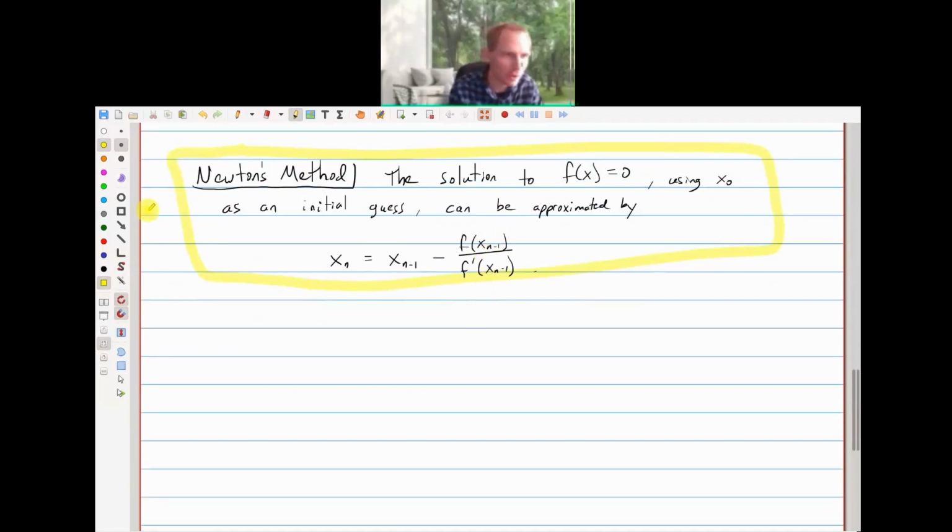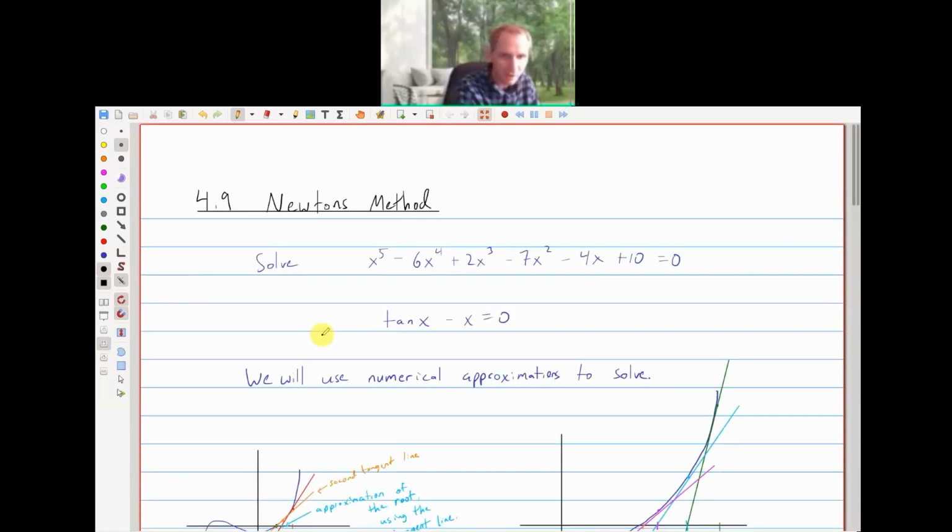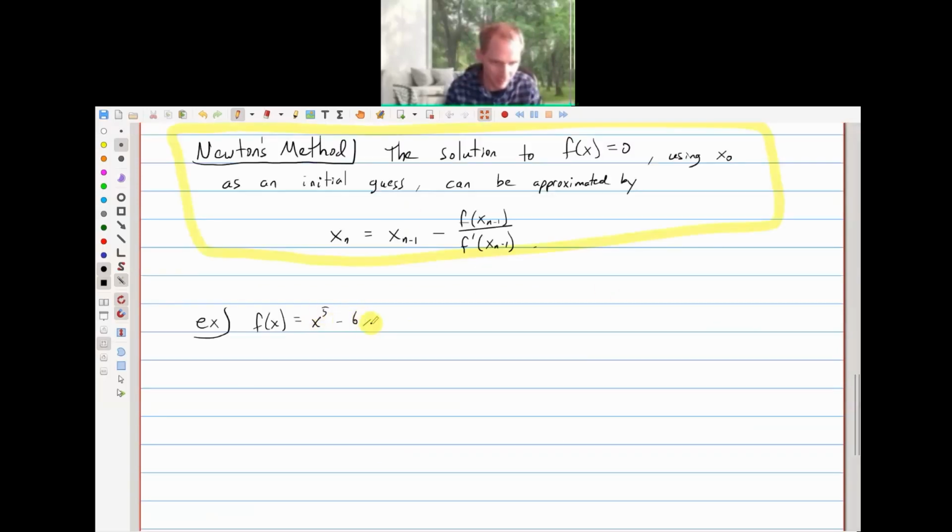So what I want to do is walk through an example using this, and then we'll look at this on our graph and then look at how we can apply this in different situations. So our first example, I'm going to start with something very, very easy. Let's suppose that f of x equals, let's use this crazy polynomial that we started with: x to the fifth minus 6x to the fourth plus 2x cubed minus 7x squared minus 4x plus 10.